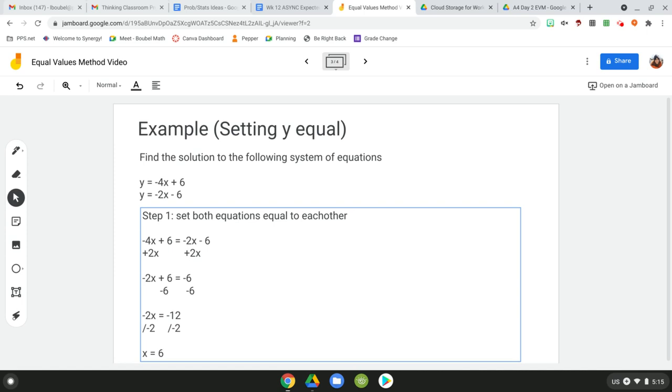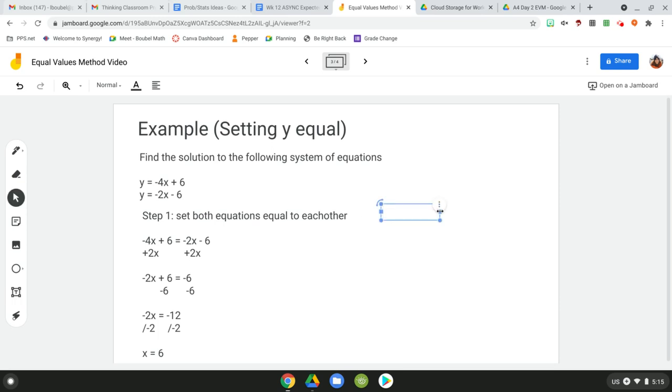Now let's talk about how we solve for the y value. The y value is just going to be me plugging in what I got for x over here. So step 2 was solving for x, which I just showed. Step 3, we're going to solve for y. It doesn't matter which equation I pick here. I'm going to check in the end to make sure I did it right.